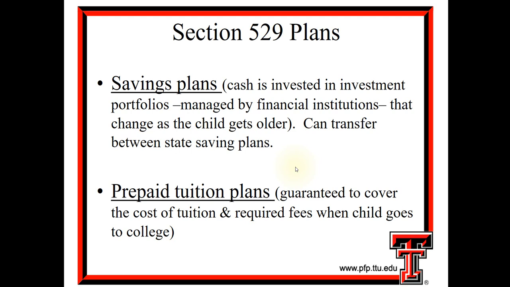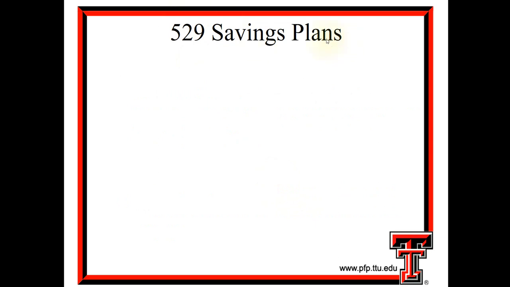There are no income tax consequences to parents for the difference between the current and future college costs. So with prepaid tuition plans, your quote-unquote rate of return is the difference that you will hedge for inflation. For the rest of this presentation, we will specifically focus on 529 plan savings accounts.